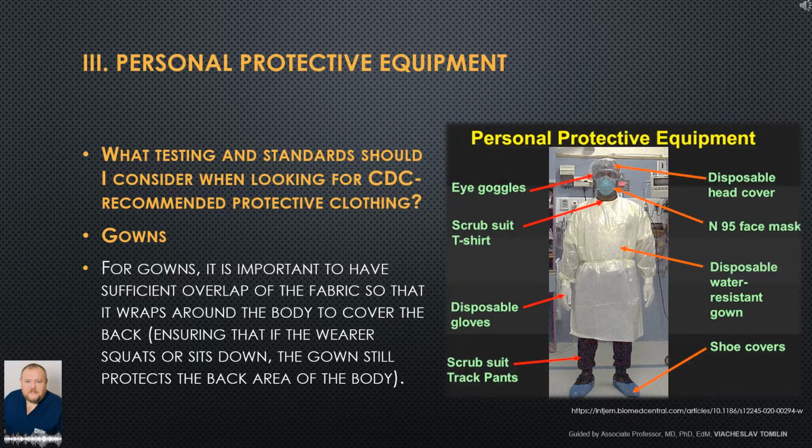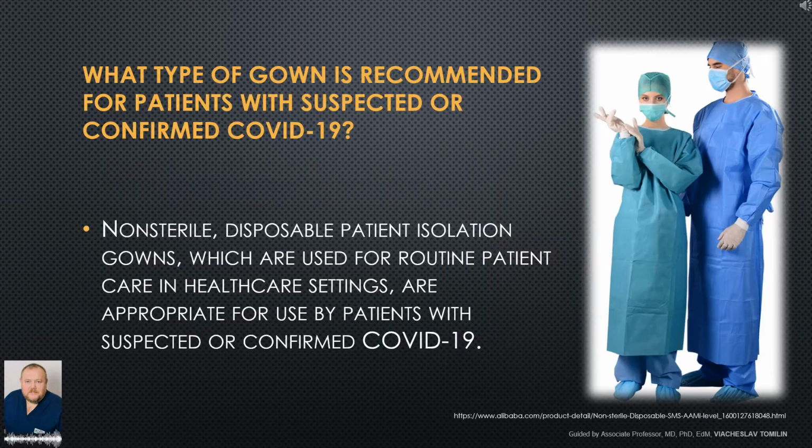As with any type of personal protective equipment, the key to proper selection and use of protective clothing is to understand the hazards and the risk of exposure. Some of the factors important to assessing the risk of exposure in health facilities include source, modes of transmission, pressures and types of contact, and duration and type of tasks to be performed by the user of the personal protective equipment. For gowns, it is important to have sufficient overlap of the fabric so that it wraps around the body to cover the back, ensuring that if the wearer squats or sits down, the gown still protects the back area of the body.